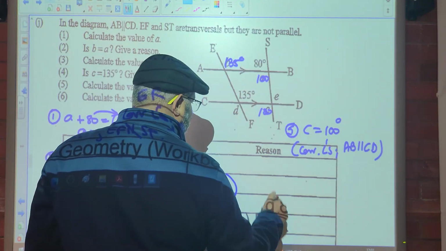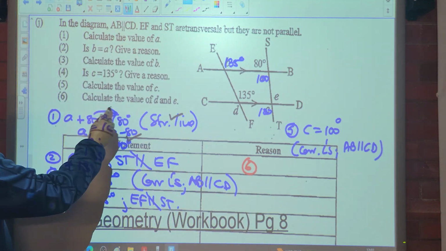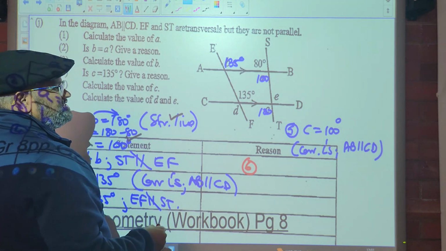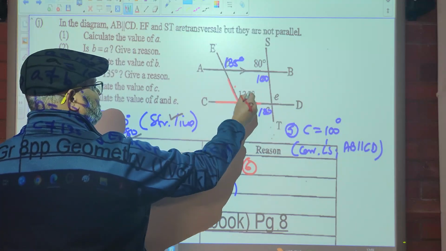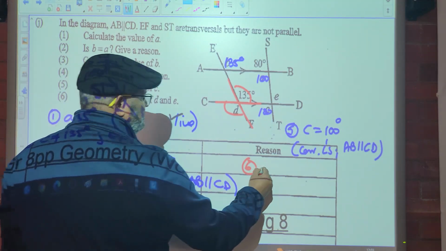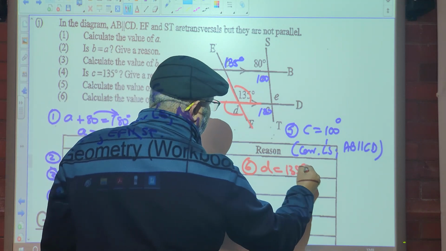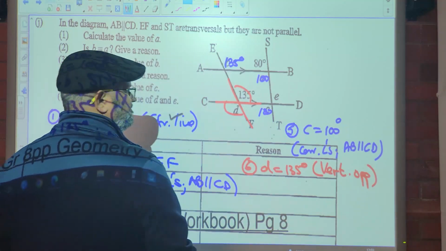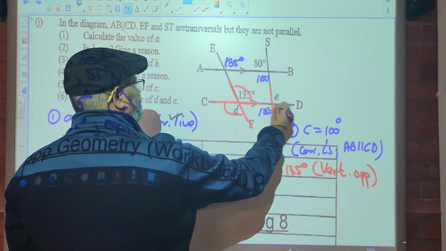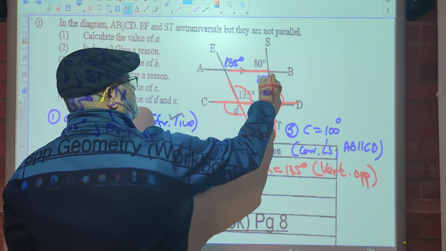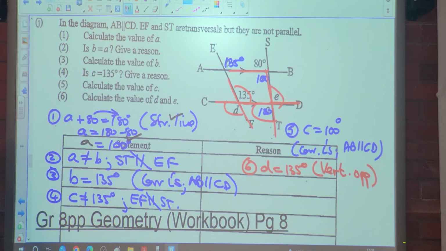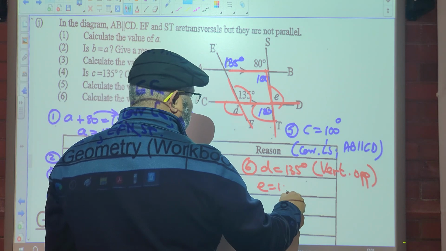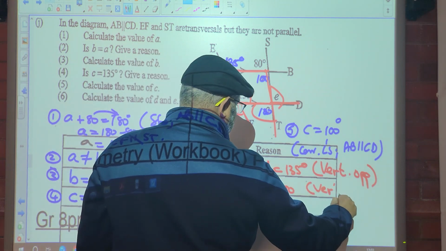Number 6. It says calculate D. Where's D? Vertically opposite. So D is 135. Why? Vertically opposite. Are you going to calculate E? Also 100. Or we can go with alternate angles or vertically opposite. Did you see that, people? So E is equal to 100 degrees, vertically opposite.